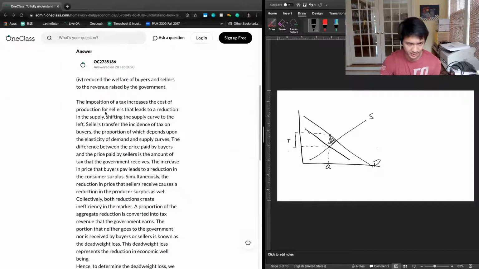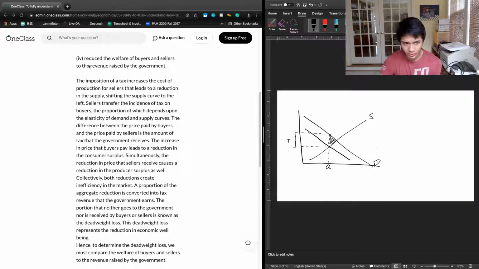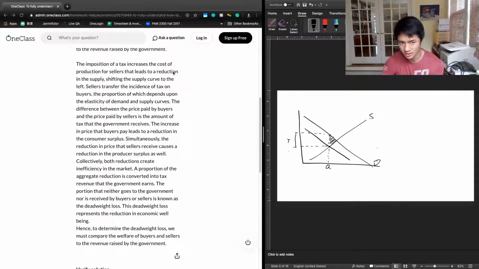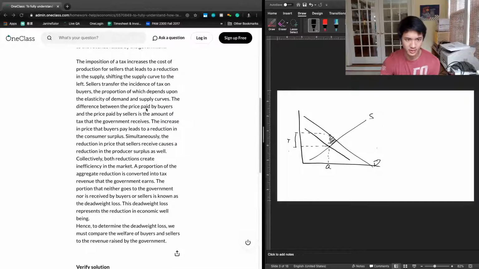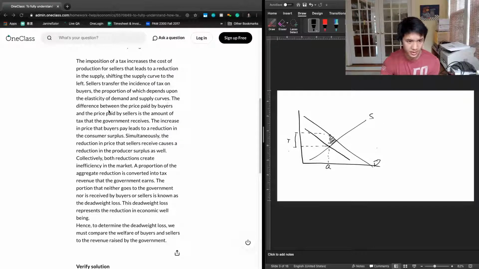So let's take a look at the previous answer. The previous tutor said 4 as well, and they said the imposition of a tax increases the cost of production for sellers and leads to a reduction in supply, shifting the supply curve to the left. Sellers transfer incidence of the tax onto the buyers, the proportion of which depends on the elasticity of demand and supply. The difference between the price paid by buyers and the price paid by sellers is the amount of the tax that the government receives.